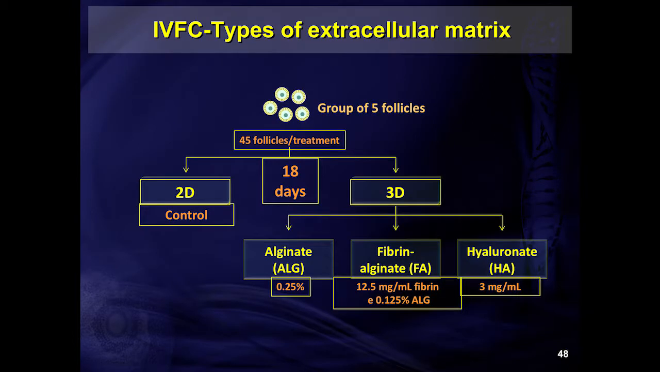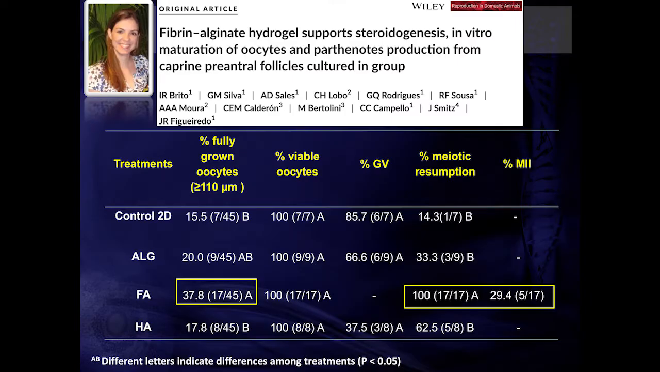Then, in the next experiment, groups of 5 follicles were cultured in a 2D system or in a 3D system in the presence of alginate, fibrin alginate, and hyaluronate. The data show that compared to the control 2D system, fibrin alginate provided the best outcome for full-grown oocytes, percentage of meiotic resumption and metaphase 2 oocytes. This data clearly shows that the type of extracellular matrix does affect in vitro follicle culture.